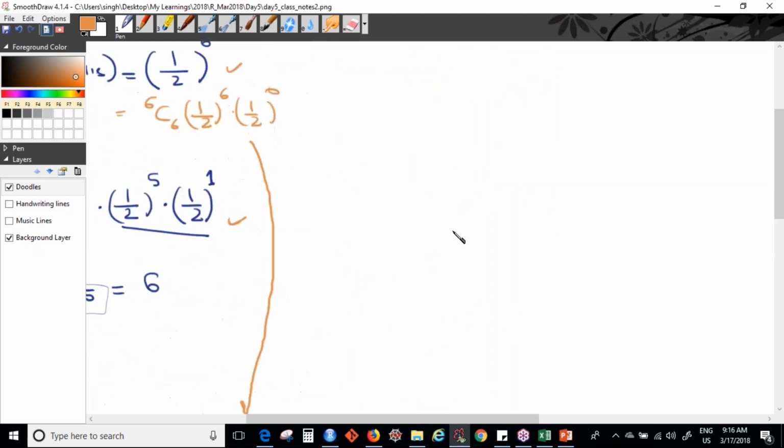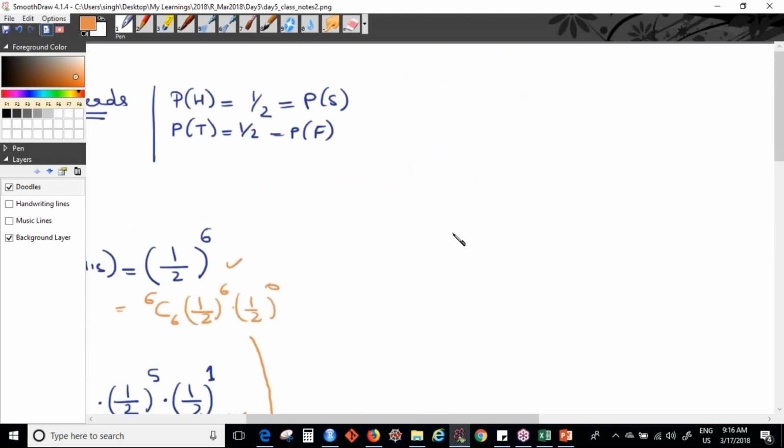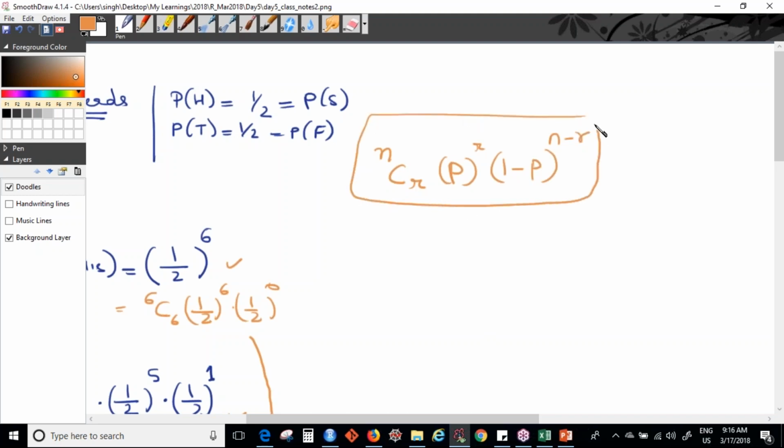If I have to write it in terms of variables now, not with respect to this particular example, the formula will be nCr p to the power r (1 minus p) to the power n minus r. This is your binomial formula. Now what is n? n is the total number of trials. In our case, n was the total number of times we were tossing the coin.